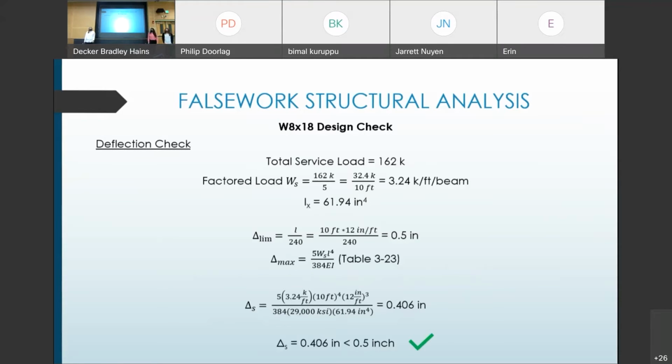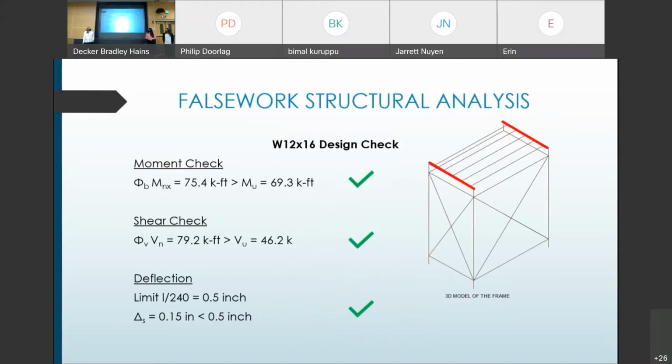Finally, we did a deflection check on the members using a total service load of 162 kips. We found the deflection limit to be 0.5 inches, and the deflection on our member was 0.4 inches. It was less than the limit. We did a similar check for the W12 by 60 members, which are outside of the frame, and using these moment, shear, and deflection checks, we were able to confirm that these members were adequate for our design.